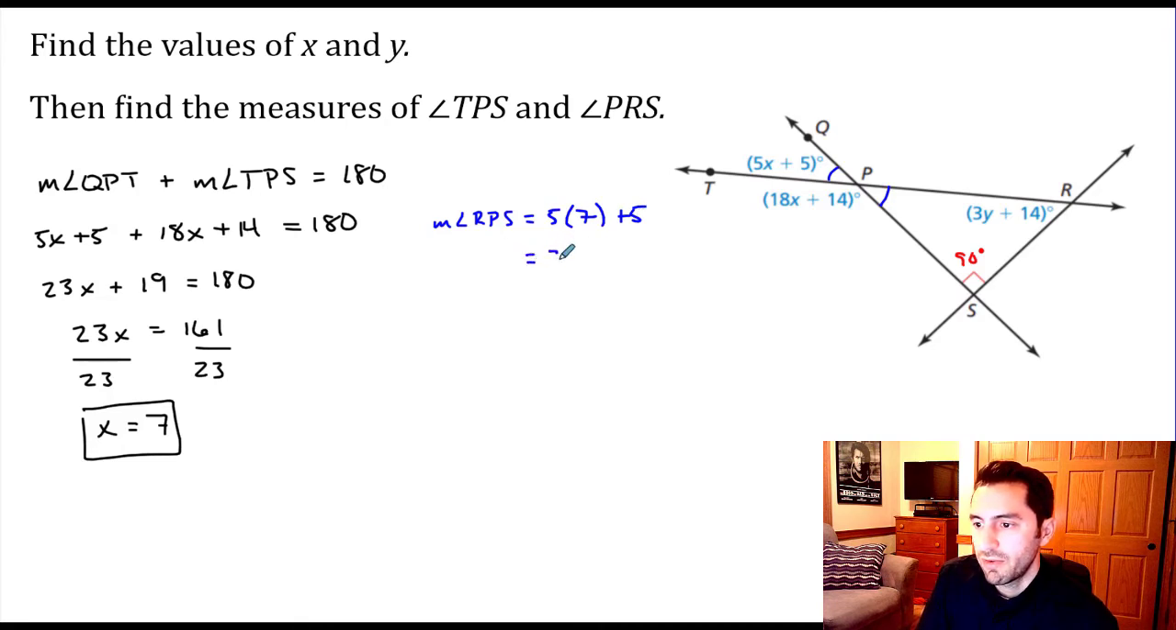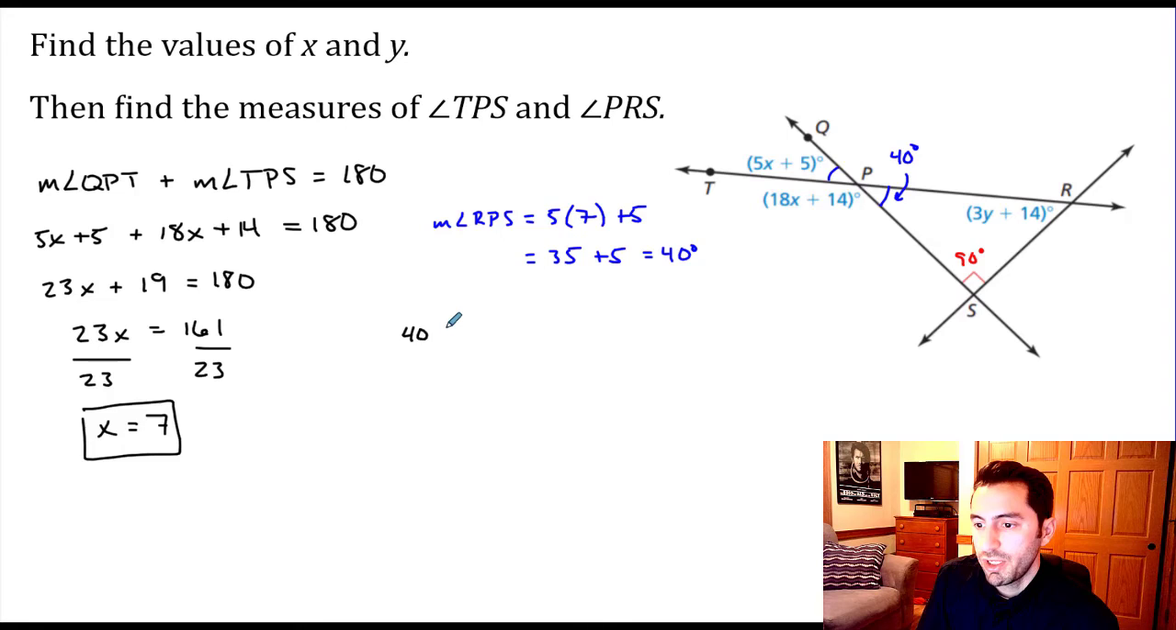So 5 times 7 is 35. Add another 5, we end up with 40 degrees. So this angle inside the triangle, this is 40. And now that I know that, I know two of the angles. I have this expression that represents the third angle in my triangle. So now I can use the triangle sum theorem to find y.